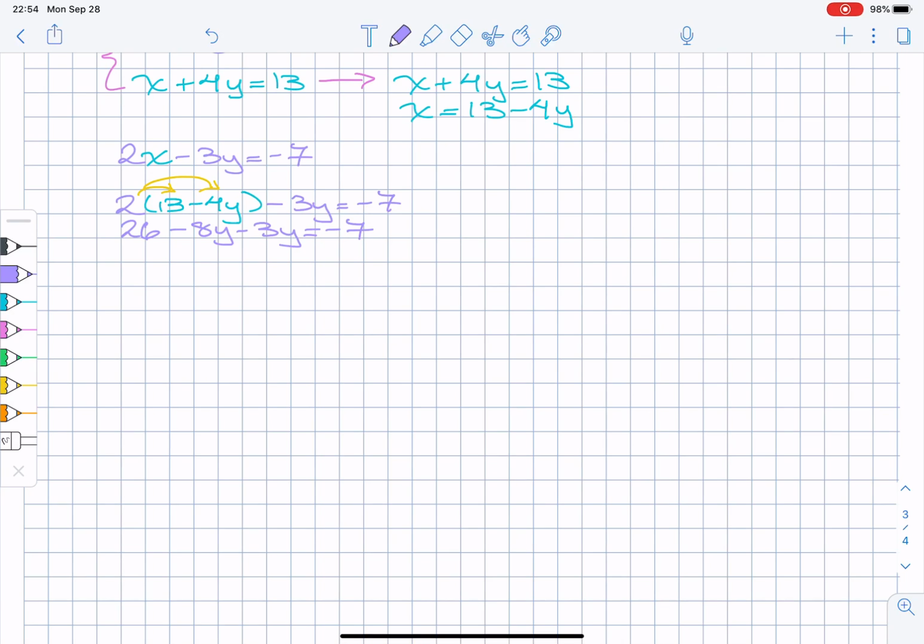Okay, now I can combine like terms. This is 26 minus 11y is negative 7. Now I can subtract 26, so I get negative 11y. So 26 plus 7 is 33. Sorry, negative 33, because they're both negative, which means dividing, y must be positive 3.